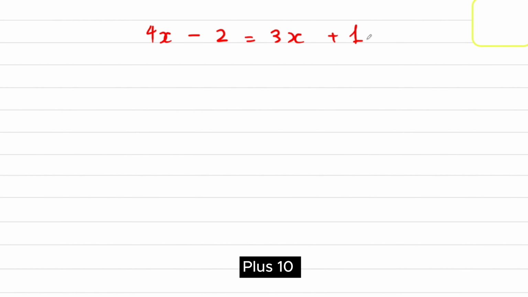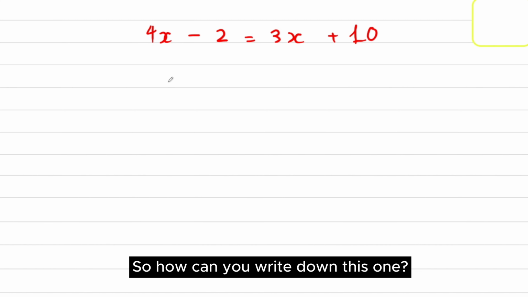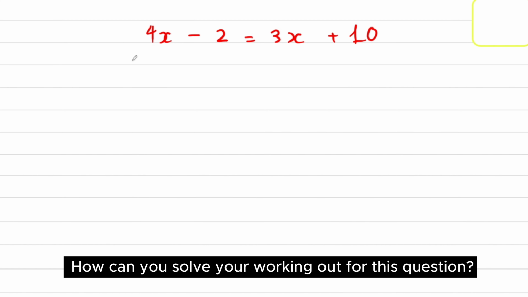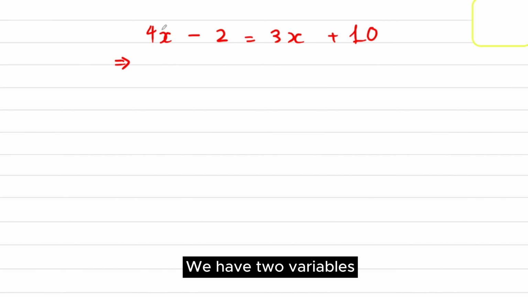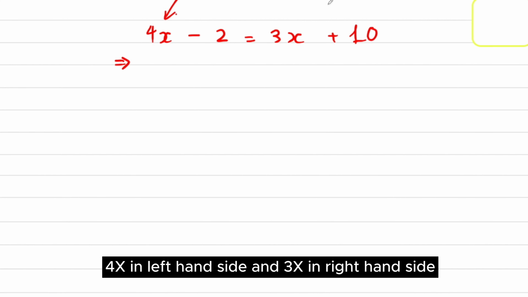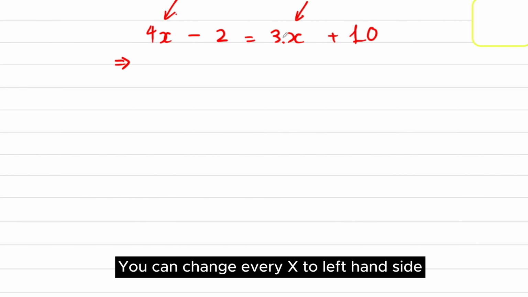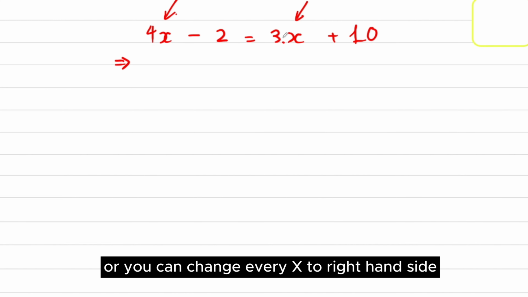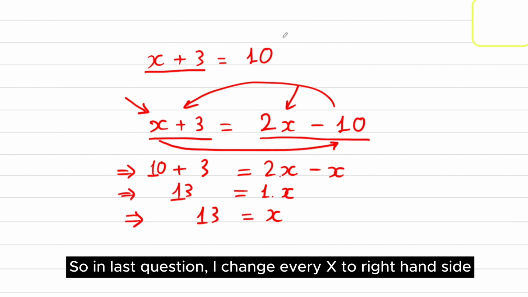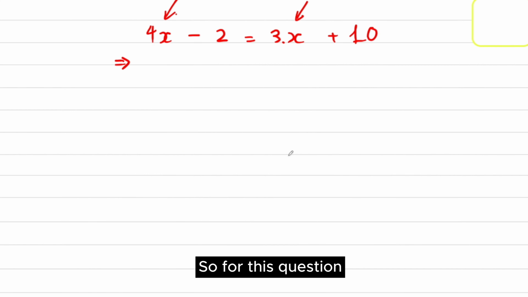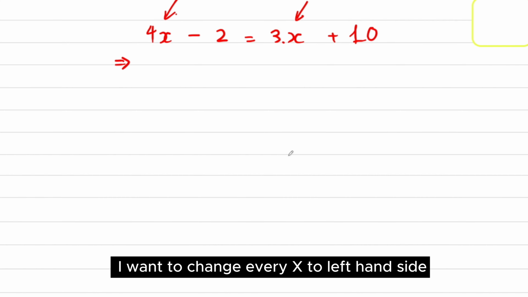So another question you can work with is like this, plus 10. Okay, so how can you write down this one? How can you solve your working out for this question? Yep. We have two variables, 4x on the left hand side and 3x on the right hand side. You can change every x to the left hand side, or you can change every x to the right hand side. It doesn't matter. In the last question, I changed every x to the right hand side. So for this question, I want to change every x to the left hand side.